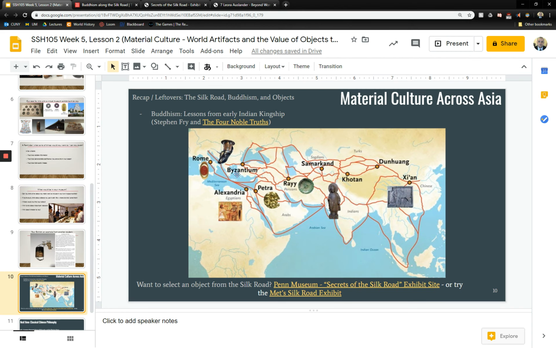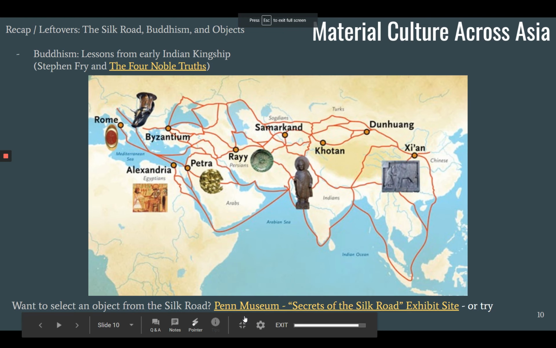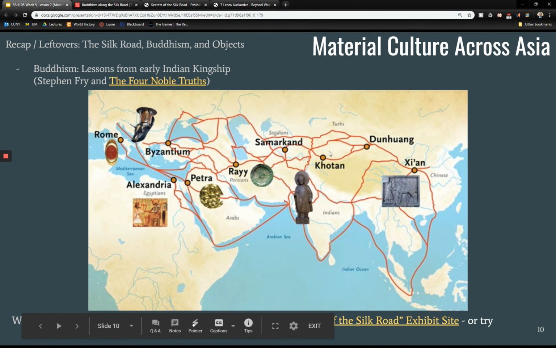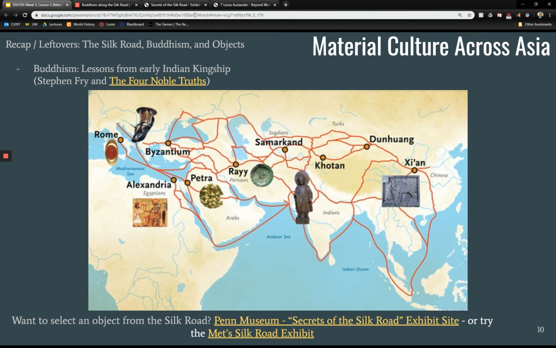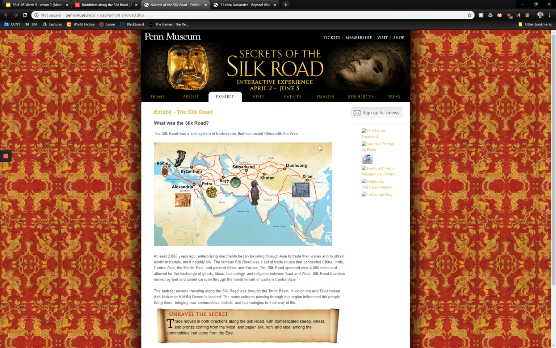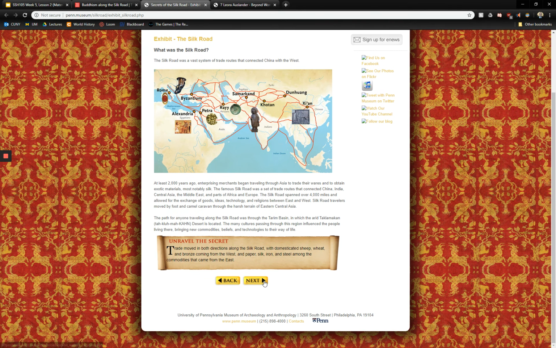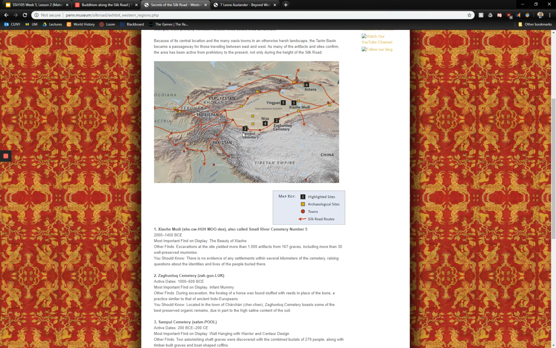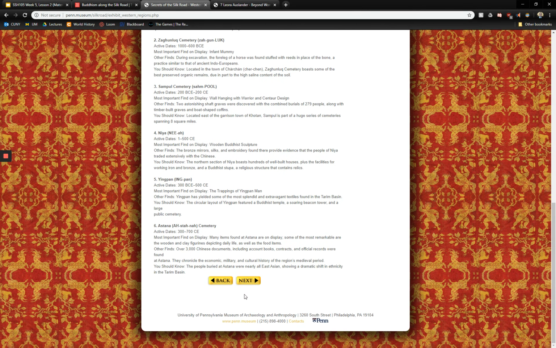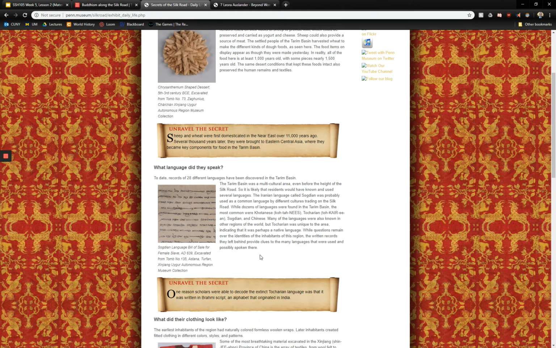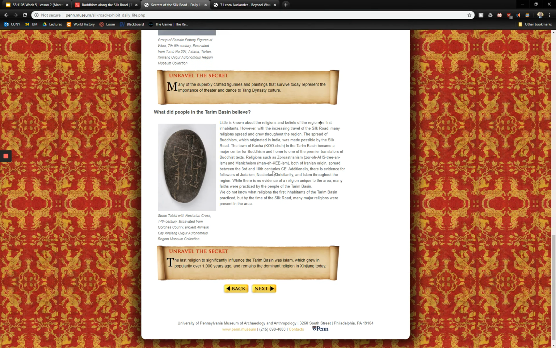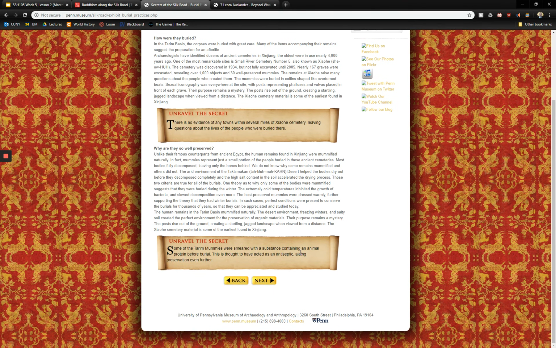So this image is actually from the Met. Sorry, this image is not from the Met, it's from the Penn Museum. It gives you a sense of some of the objects that are on the Silk Road, and this website is actually quite good at telling you about the Silk Road. And then to look for objects, you might be able to find some here. Especially, you'll find some good keywords and some objects themselves here.